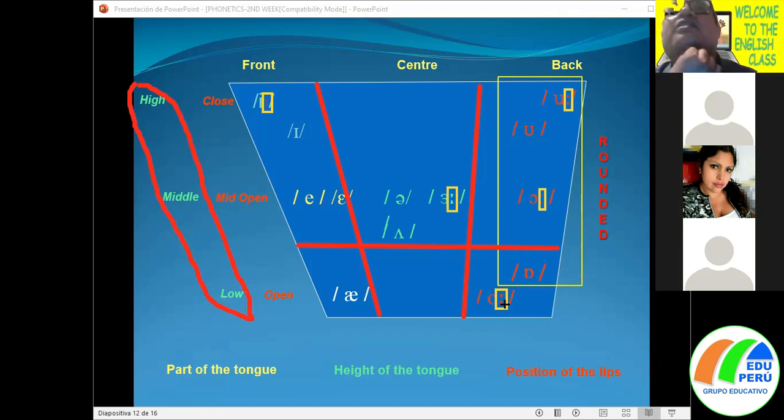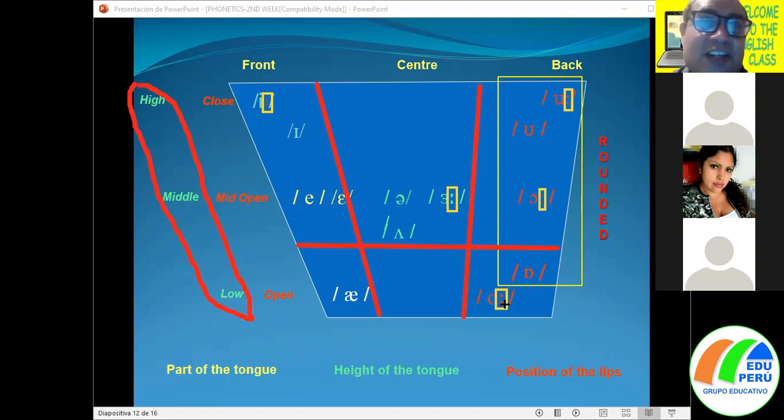The short. Now it is lax. So what is the rule? Can you tell me the rule? ¿Cuál sería la regla entonces? A ver, what is the rule?